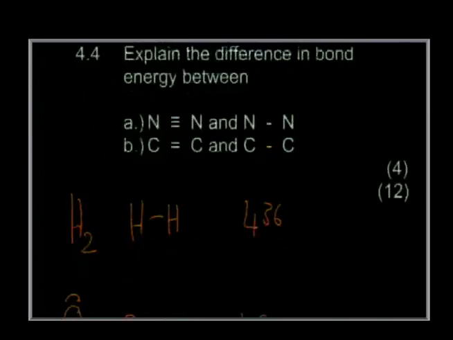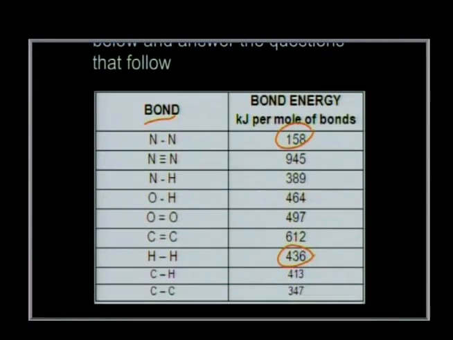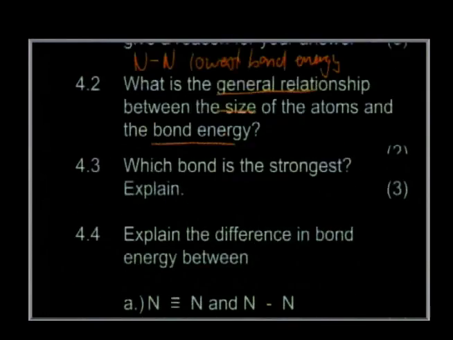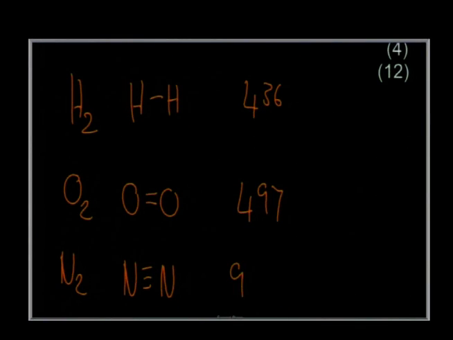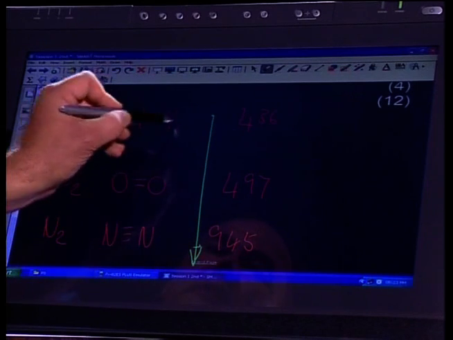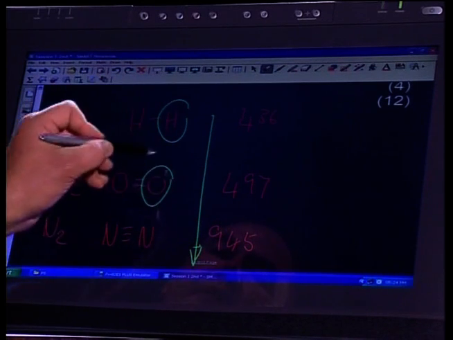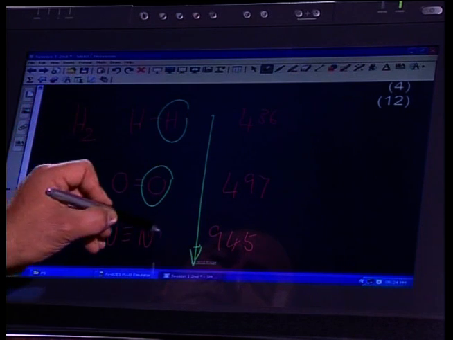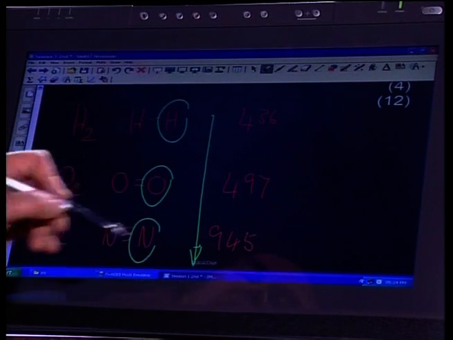497. And the triple bonded nitrogen is 945. So what you're seeing is a general trend that as the size of the atoms increases, from hydrogen, which is the smallest, then oxygen, then nitrogen, the bond energy is increasing. But some of you might say, but hold on, you're getting more bonds as well, and that's true.